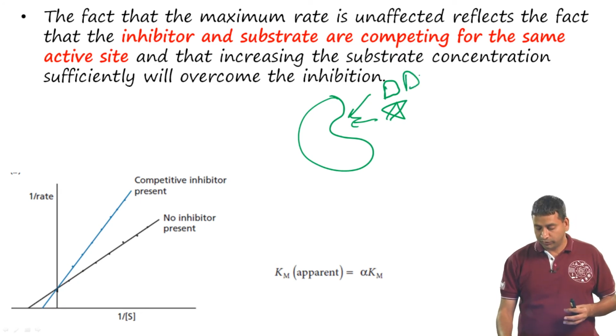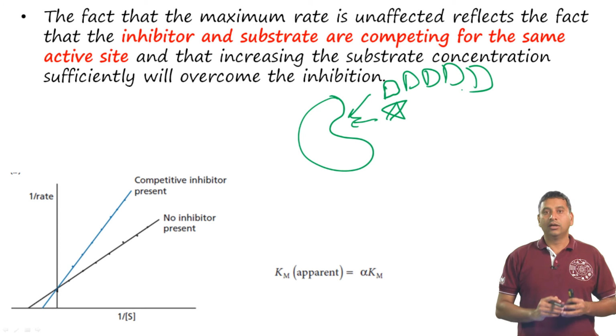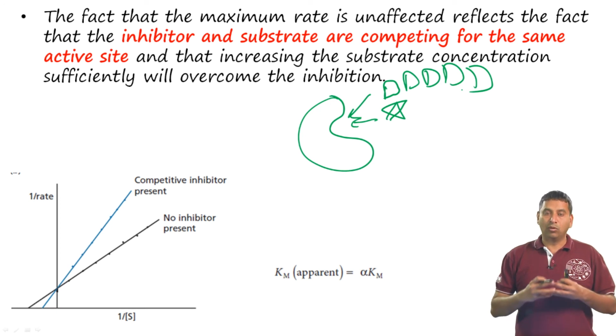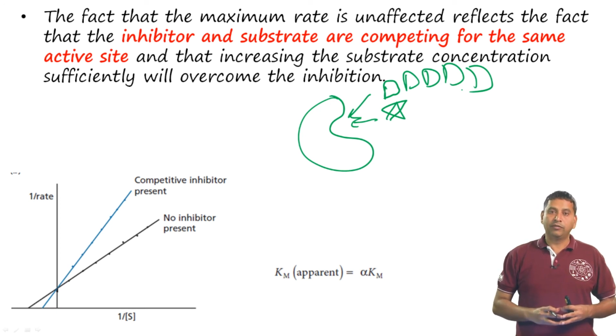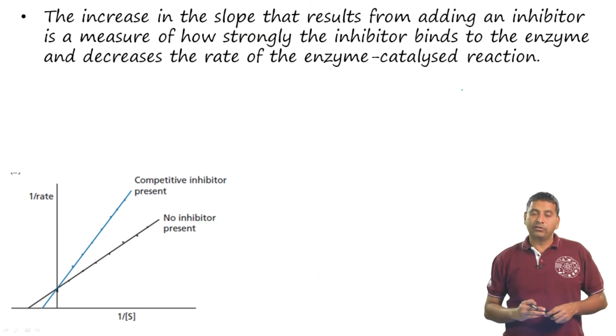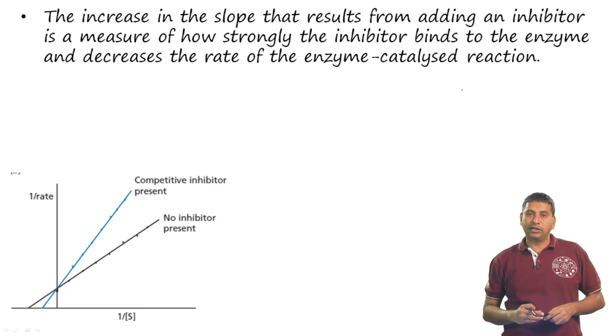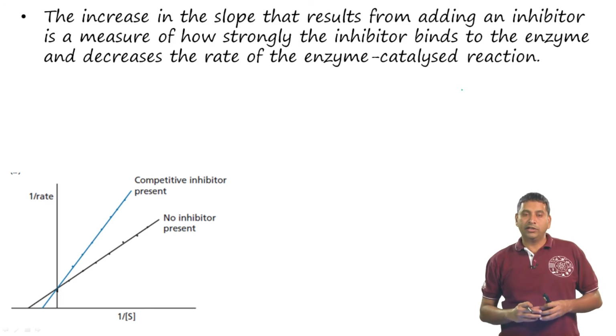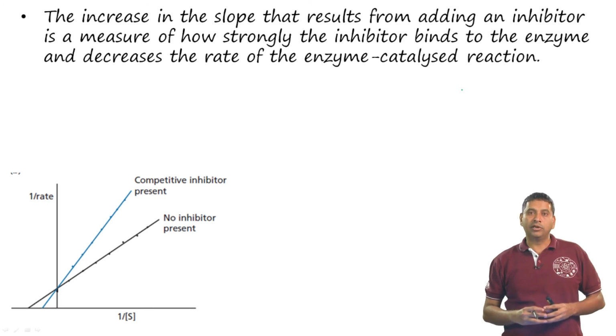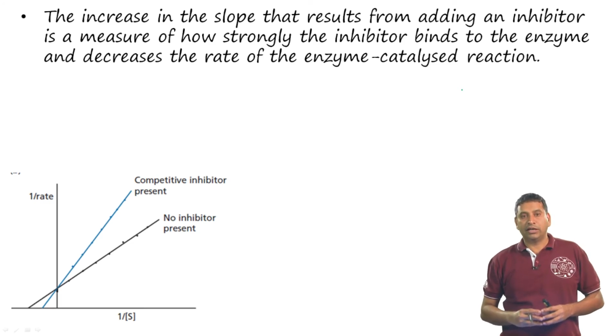So, if I have more of this substrate, what it does is that it will overcome the inhibition and therefore, the rate max does not change. Now, the increase in the slope that results from adding an inhibitor is a measure of how strongly the inhibitor binds to the enzyme and decreases the rate of the enzyme catalyzed reaction.